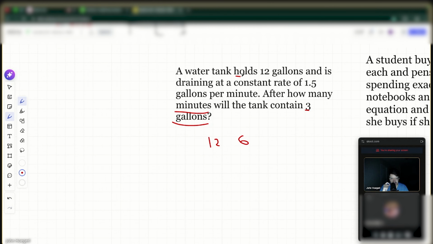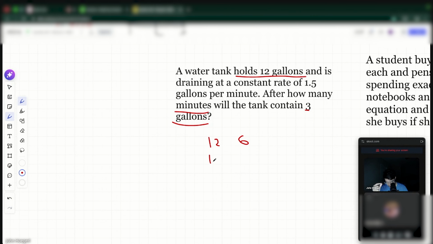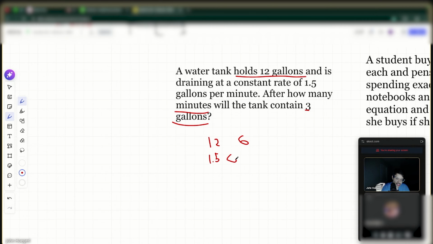That's the thing it says at the start. And it's draining at a constant rate of 1.5 gallons per minute. So I guess I could say 1.5 G to M, so I can say minus 1.5. And after how many minutes will the tank contain only 3? Okay, so we're looking for where it's going to be only 3 gallons left.